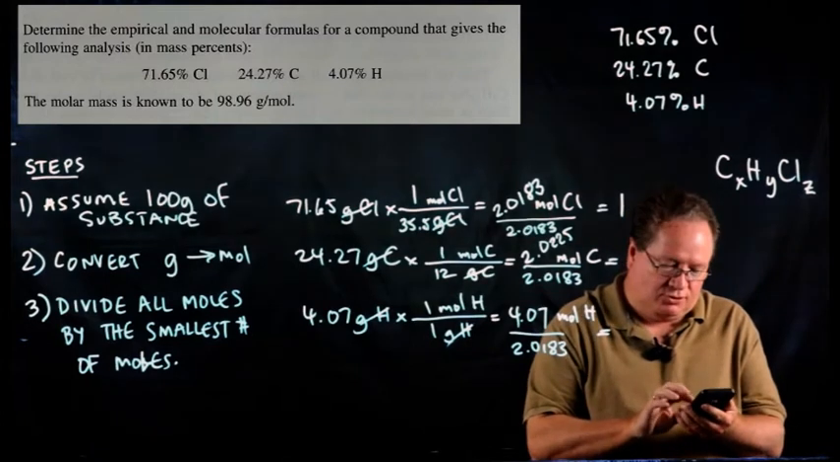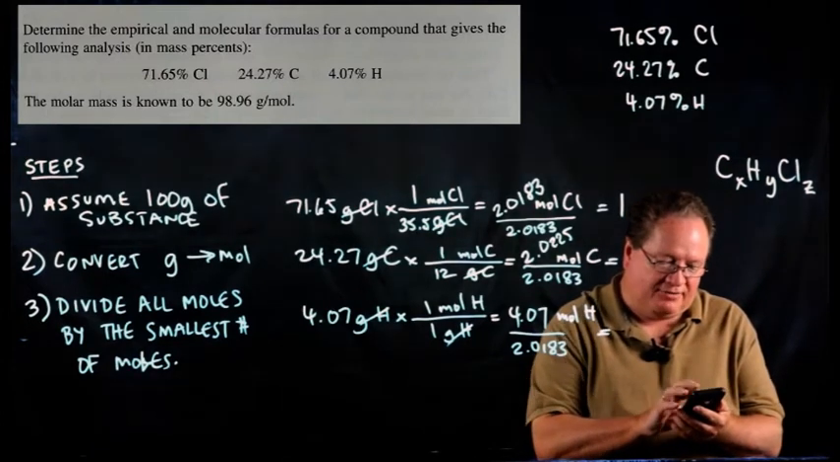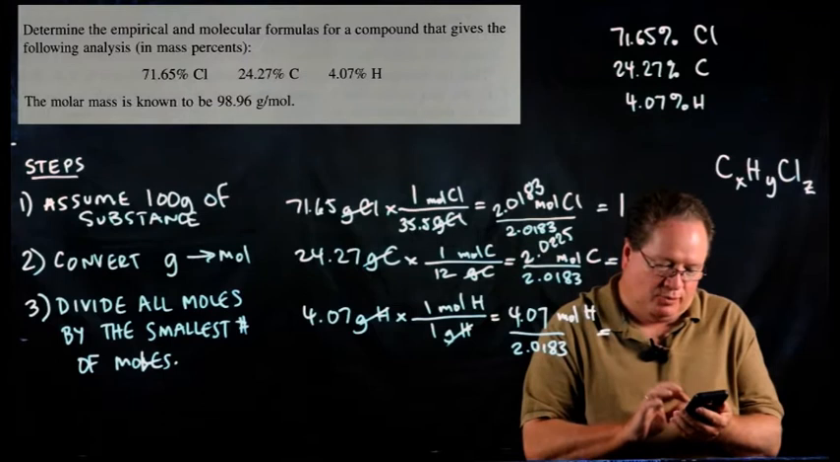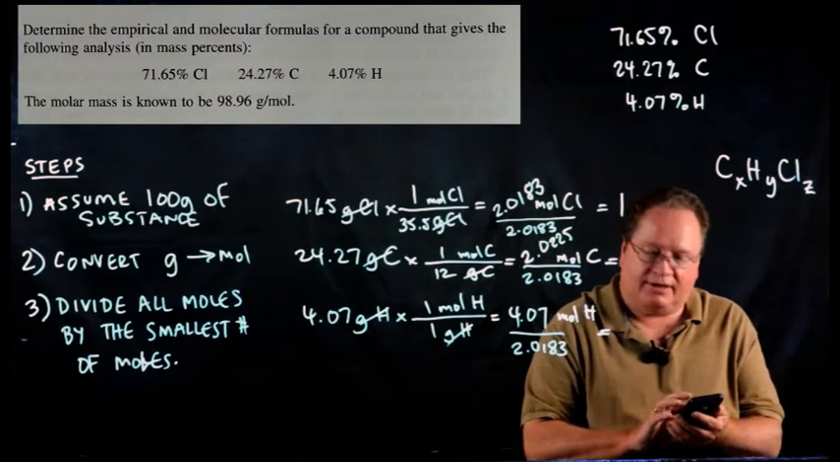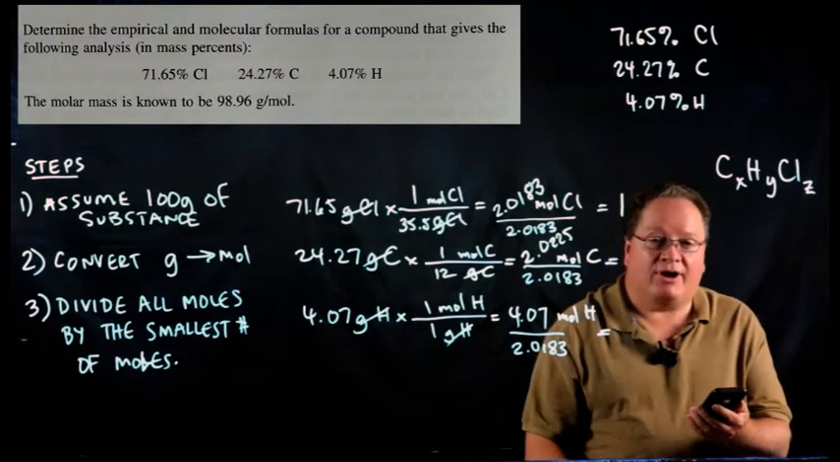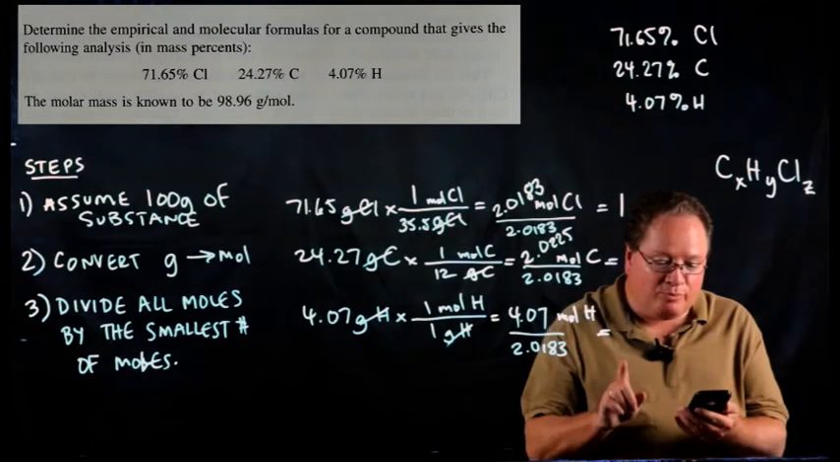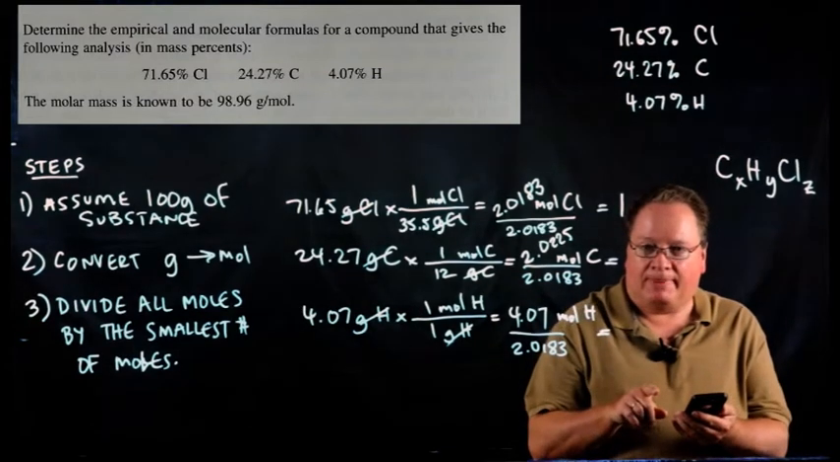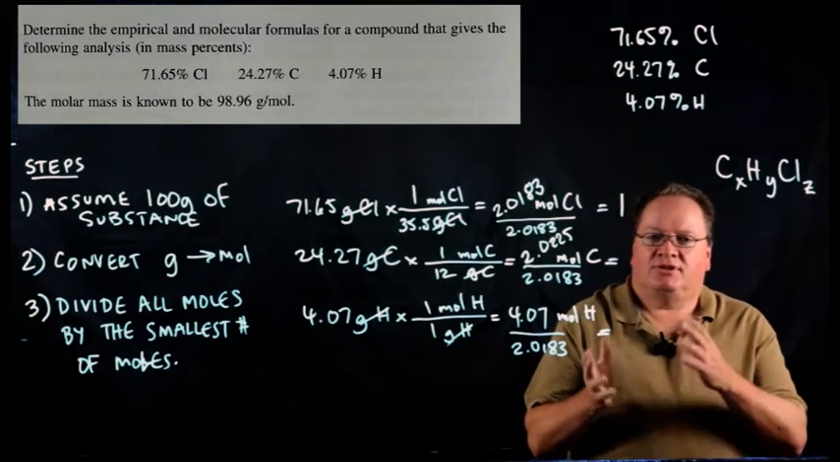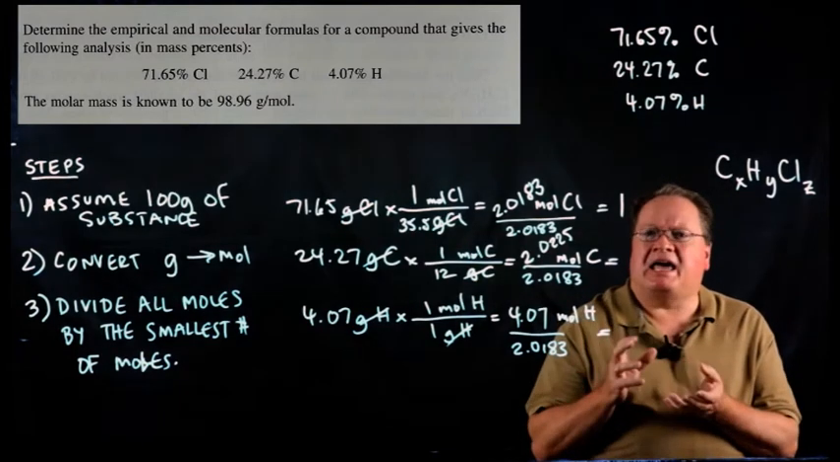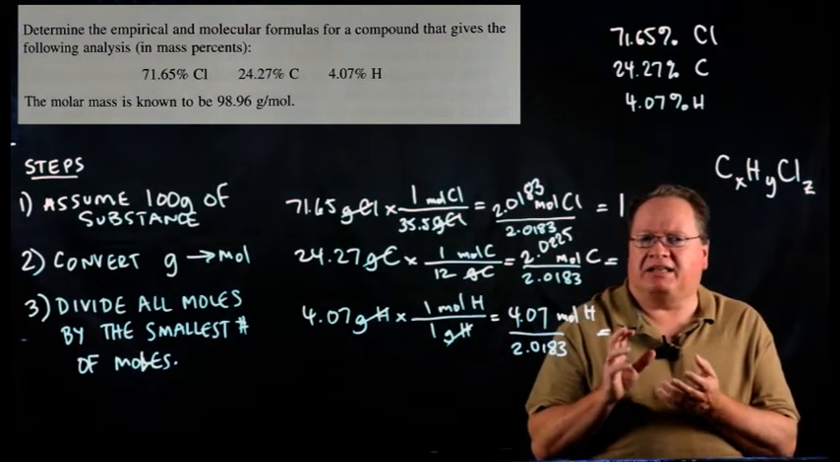So 2.0225 divided by 2.0183. Yeah, the number I get when I do that is 1.0020. Now, you might say, well, why is it not exactly 1?